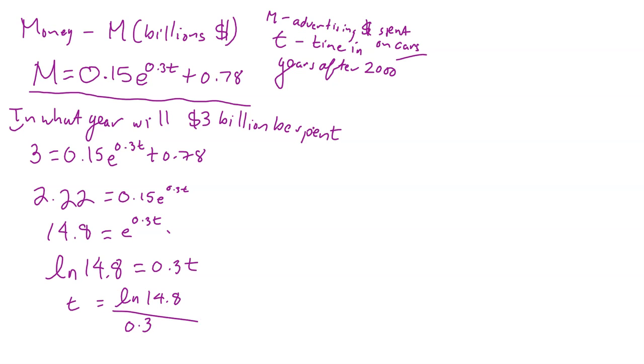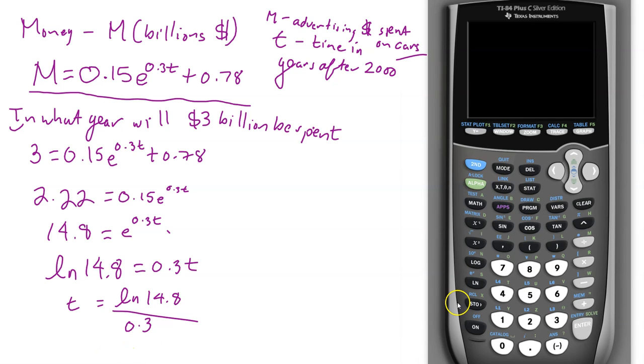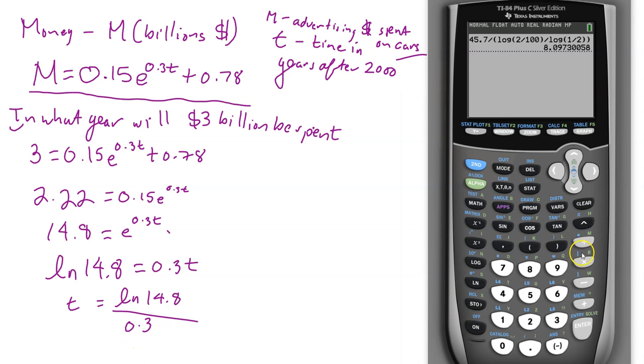Let's pull out our calculator, turn that on. Let's clear it. So ln 14.8, and we've got to close the parenthesis, divided by 0.3, which is 8.98. So that's 8.98 years after 2000. Which, now, normally we would just round that and say it would be in the year 2009.